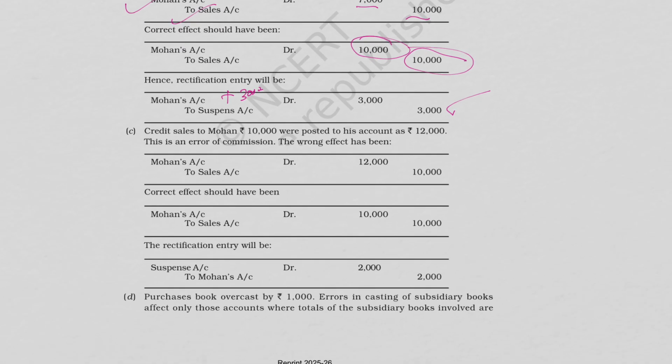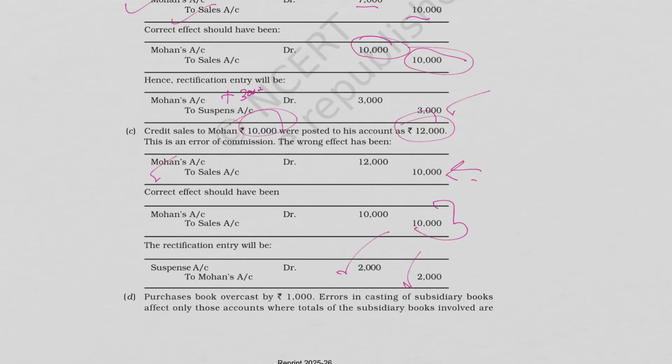Next we have credit sales to Mohan rupees 10,000. It was posted to his account as rupees 12,000. So there has been an excess debit of 2,000 in Mohan's account. This is the actual entry: Mohan's account debit 12,000 to sales 10,000. The correct entry should have been Mohan's account debit 10,000 to sales 10,000, and so the rectification would be suspense account debit 2,000, Mohan's account credit 2,000.